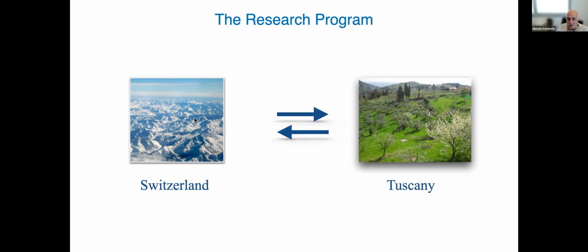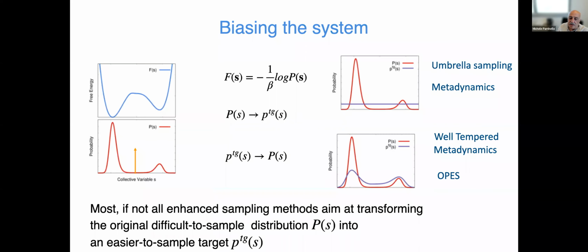So you want to be able to go from the original problem to a problem which is simpler to solve, and then go back to the original problem. That's basically what the methods called enhanced sampling do. In fact, most of these acceleration methods are based on the same concept. You start with a distribution which is very sharp, like this, and you transform it into a target distribution which is gentler and simpler to solve.